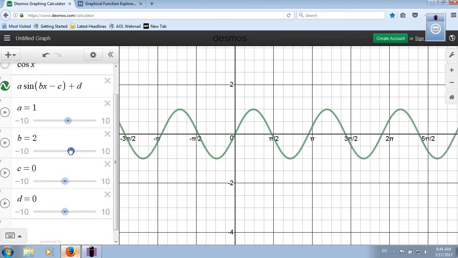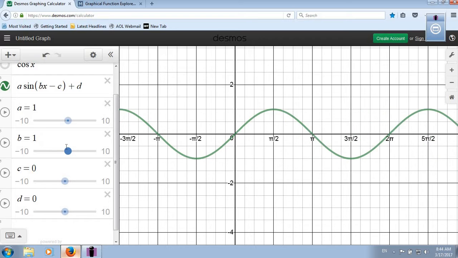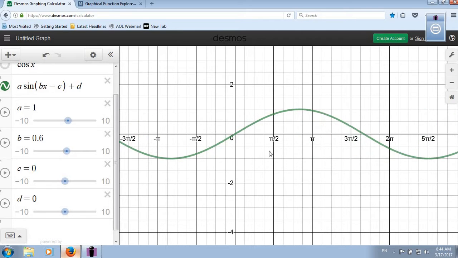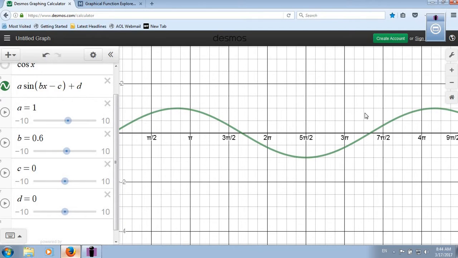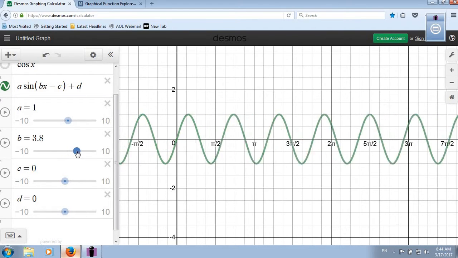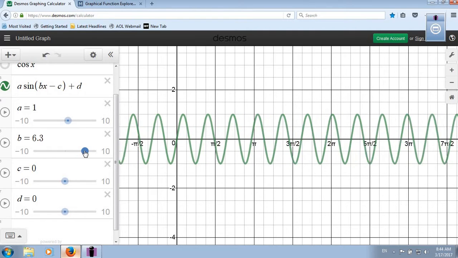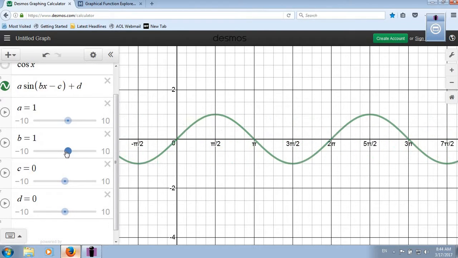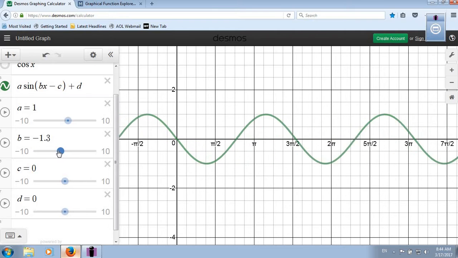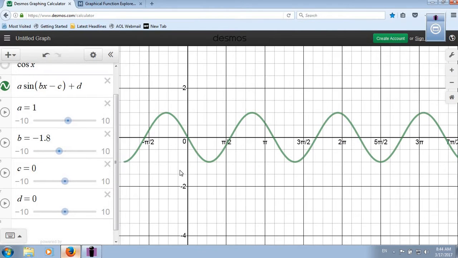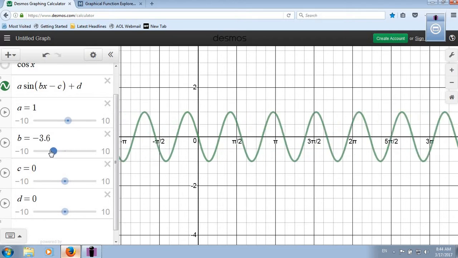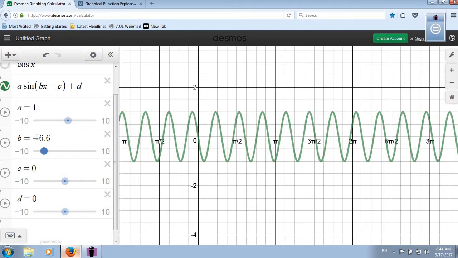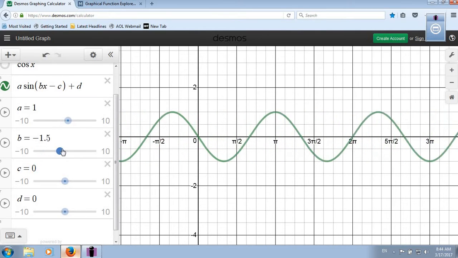If I reduce the frequency, it's less than 1, it's going to be a lower frequency, because now it takes more time to go from peak to peak. So a larger B number means higher frequency, and a smaller B means lower frequency. Now negative frequency doesn't make sense in a sense. It depends on the function, but if you ignore the negative sign for now, it's still the same.